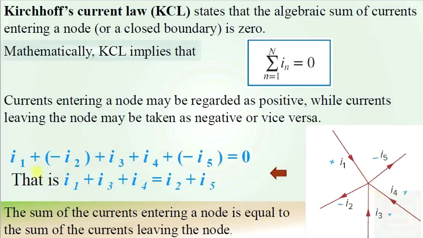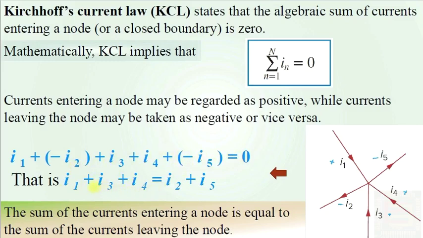So in this case, I1 minus I2, because I2 is flowing out of the node according to our sign convention. So I1 minus I2 plus I3. Here you can see that I3 is flowing into the node, so it is taken as positive. And I4 is also flowing into the node, so we are taking it as positive, and I5 is negative. So minus I5. That will be equal to 0 if you add these currents together. That is I1 plus I3 plus I4 minus I2 minus I5 equal to 0.